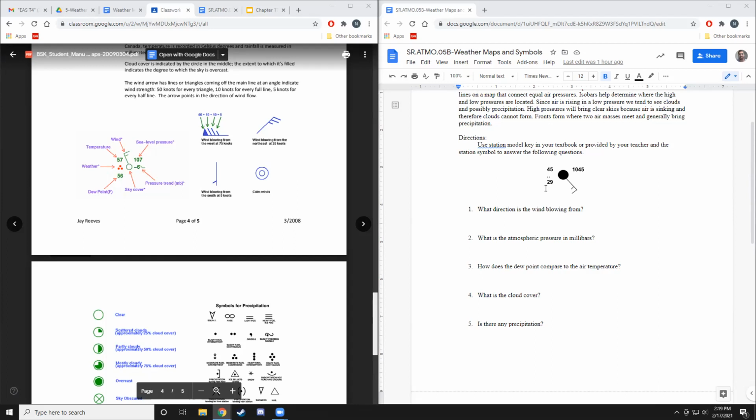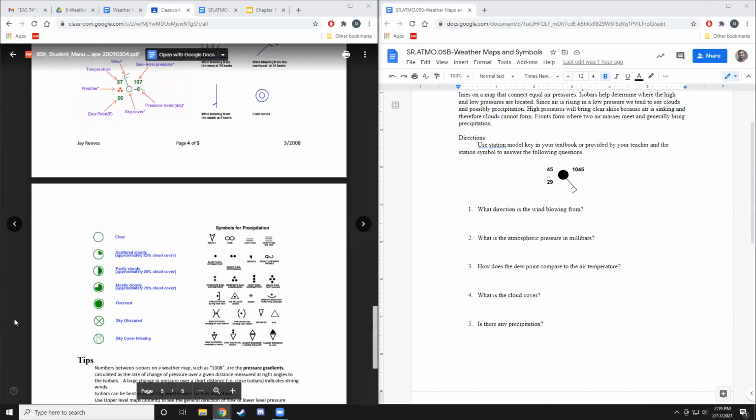And then number four says, what is the cloud cover? So what do you see? What is that station reporting for cloud cover? Cloud cover is down here. Here's the station. And it's saying that it's overcast. This is all filled in, so that means it is a full cloudy sky. It's overcast. Very good.